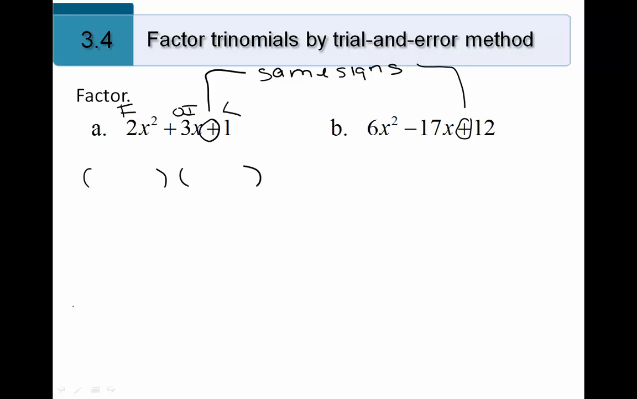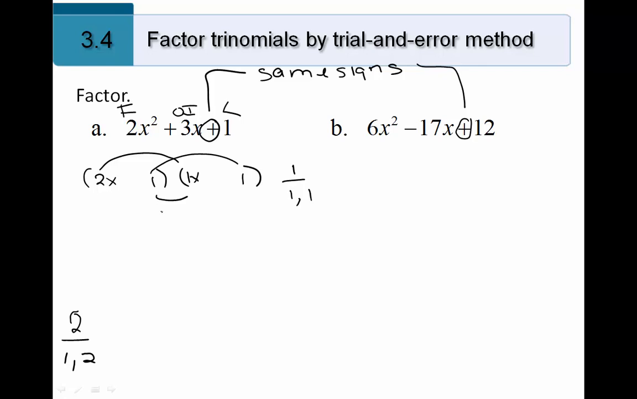Notice my factors of 2 are 1 and 2. So 2x times 1x gives me my 2x squared. For my L, factors of 1, well, it's just 1 and 1. 1 times 1 is 1. That was easy. Let's check my inner and outer.